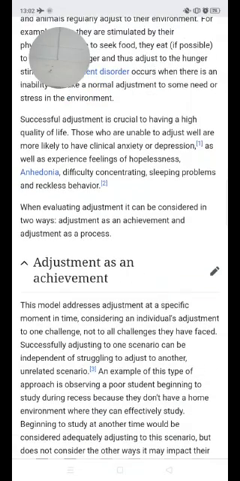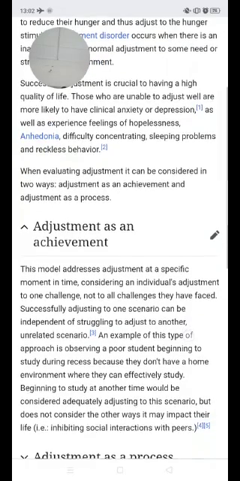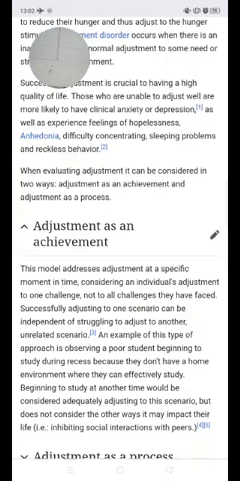Now first, if I talk about the adjustment as an achievement, this model addresses adjustment at a specific moment in the time, considering an individual's adjustment to one challenge, not to all challenges they have faced. Alright, so it is more clear to all of you. Successfully adjusting to one scenario can be independent of struggling to adjust to another. Unrelated scenarios, there are many scenarios where we need to adjust ourselves, and there are many scenarios where we are not required to adjust because that scenarios are already very good and they do not require any adjustment.